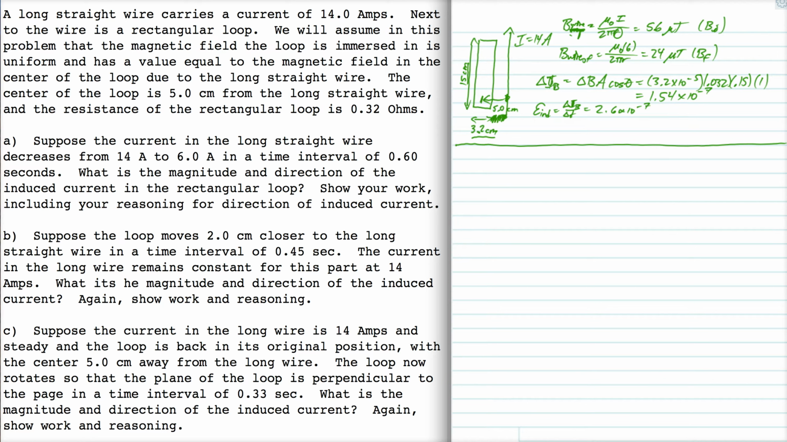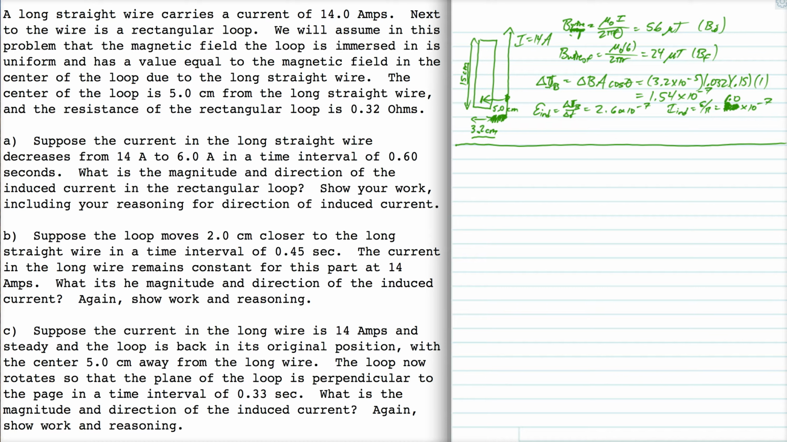And the induced current is just the induced EMF divided by the resistance, and that's 8.0 times 10 to the minus 7. Let me write that more clearly, 8.0.